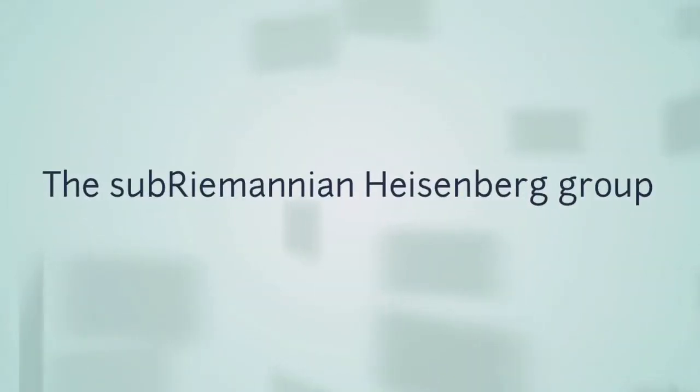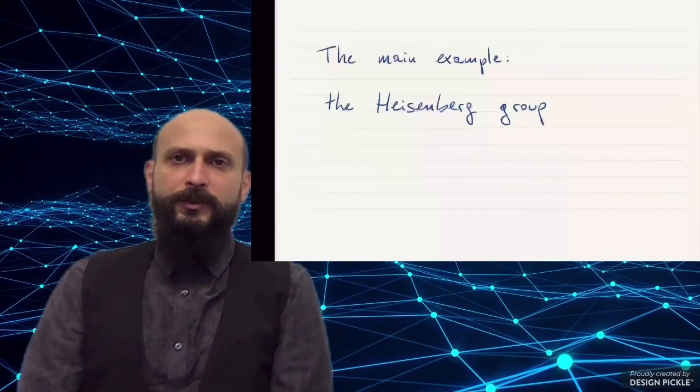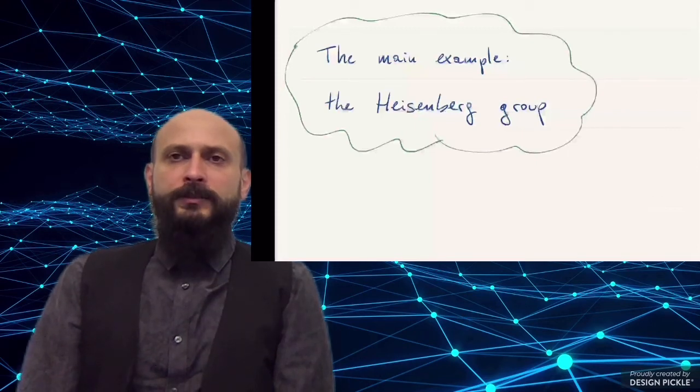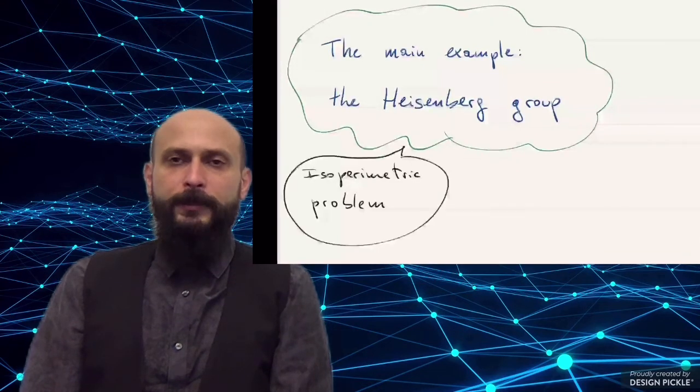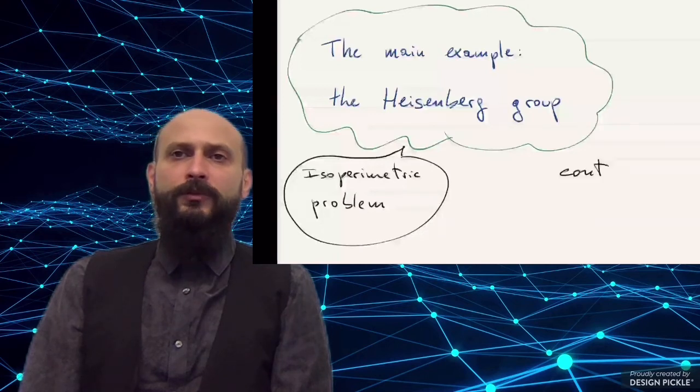The sub-Riemannian Heisenberg group is the main example of sub-Riemannian geometry that is actually not Riemannian. Such a geometry is connected to the solution of the isoperimetric problem on the plane, and also has a formulation in terms of contact geometry.